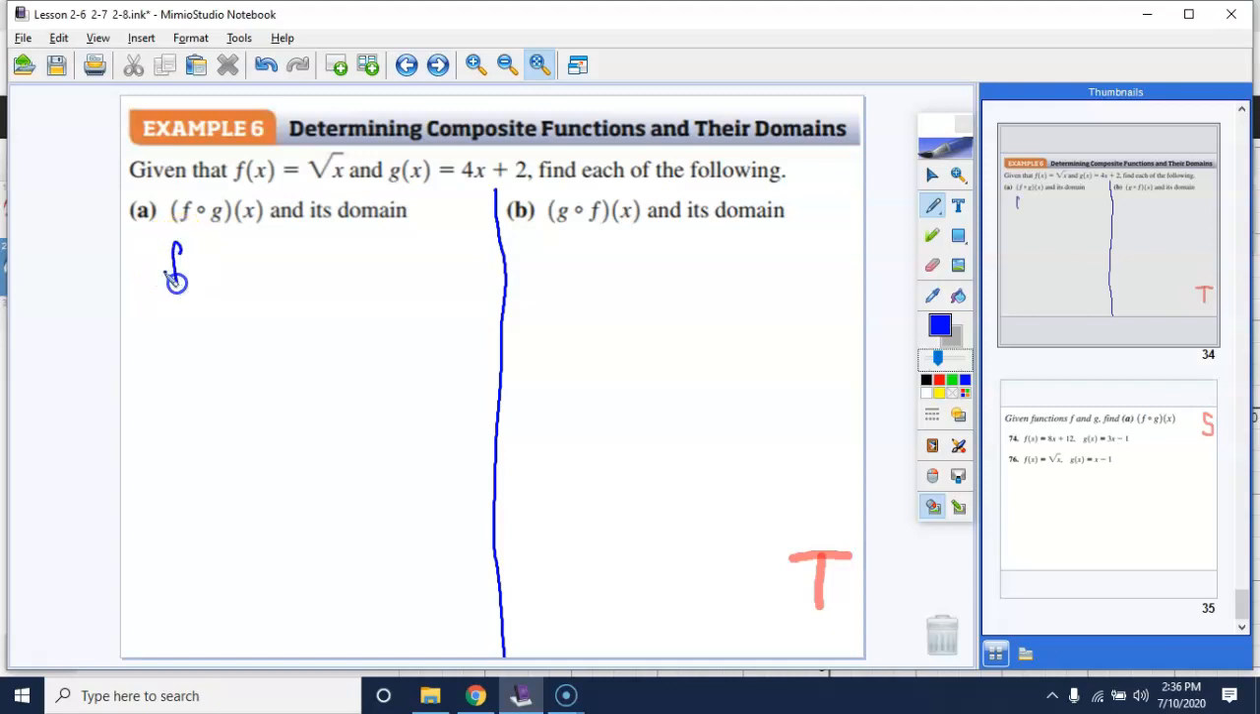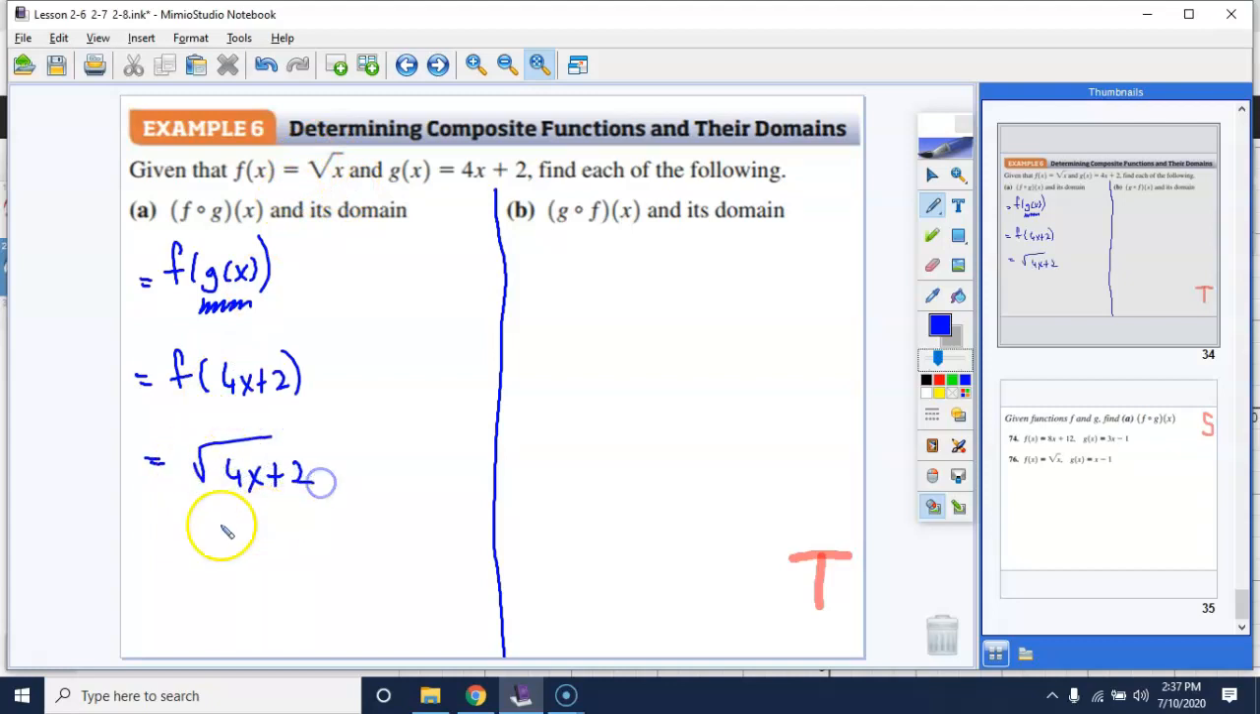So this one means f of g of x, am I right? But we don't have a number, so let's go this way. Let's take g of x and write it in the f function. So what was the g of x function? Which is over here, right? So 4x plus 2. Right now, I'm going to take this and put it in the f function, which is over here. So f of g of x equals the square root of 4x plus 2.